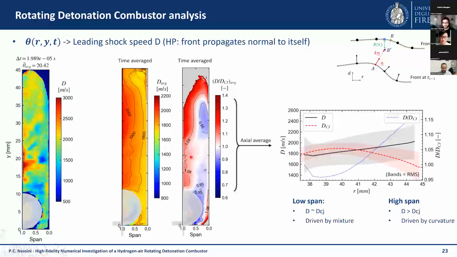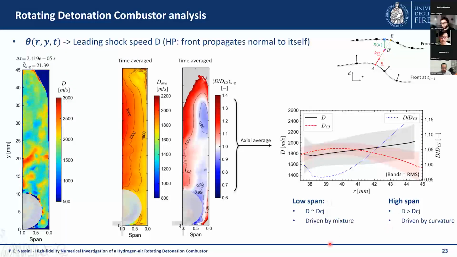It's about 10% of overdrive level on the outer wall. This is very clear here in this plot. If we only do the axial leverage in this part of the front, which is the stable part of the front, we can see that the red line is the CJ speed of the mixture. The black line is the actual speed of the front. We can see that in this region, below 50% of the span, we have a good agreement between the two, while the discrepancy is higher, so we have an overdriven propagation around the outer wall.